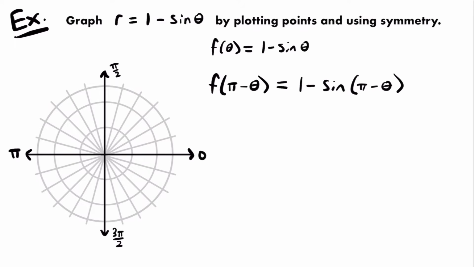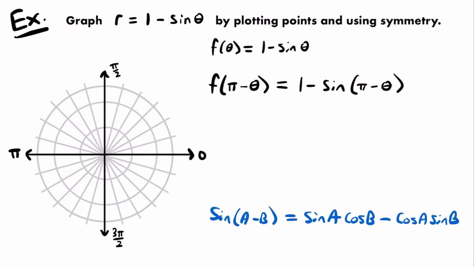But now in order to simplify this to see if it's equal to the same function, we're going to need to make use of a trig identity, specifically the subtraction identity for sine. If you don't remember what that identity is, it looks like this. Sine of a minus b is equal to sine of a times cosine of b minus cosine of a times sine of b. All right, so if we do that in this case, pi is a and theta is b. So this will be equal to 1 minus sine of pi times cosine of theta minus cosine of pi times sine theta. Okay, now if we simplify, sine of pi is the same as 0.